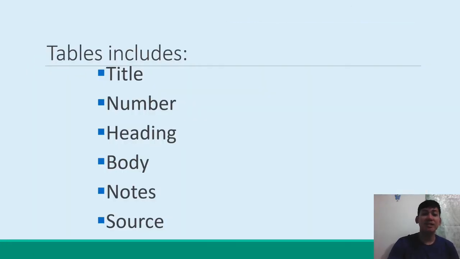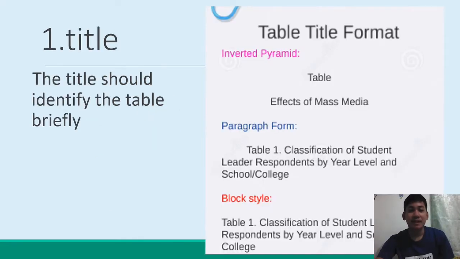Tables include title, number, heading, body, notes, and source. So let's have the first, which is the title. The title should identify the table briefly. So the title of the table is the second item that is shown just above the table. It narrates the contents of the table, hence it has to be very clear, brief, and carefully worded.